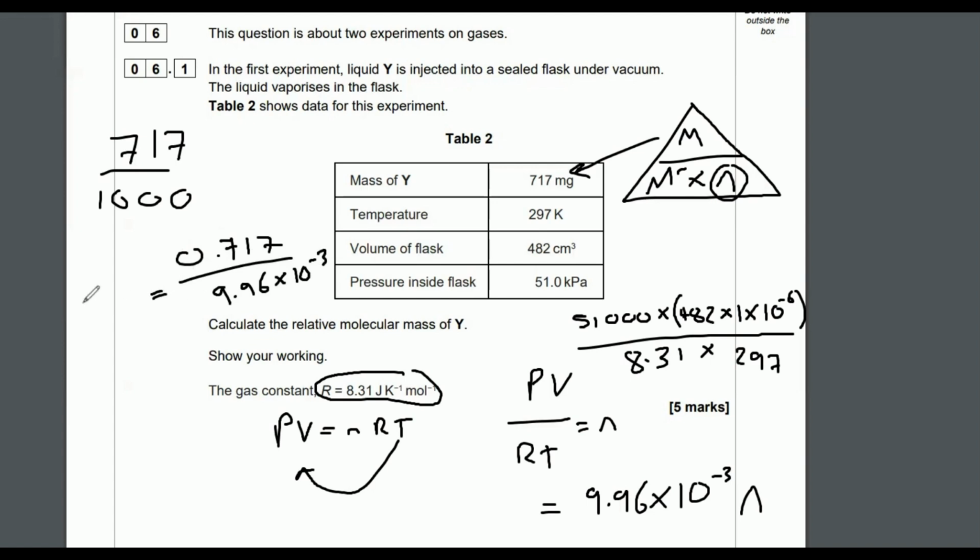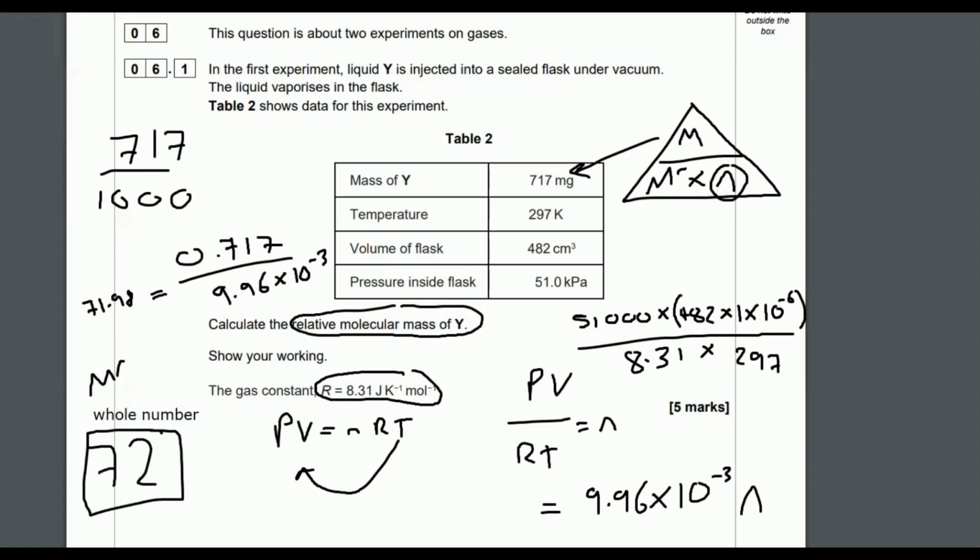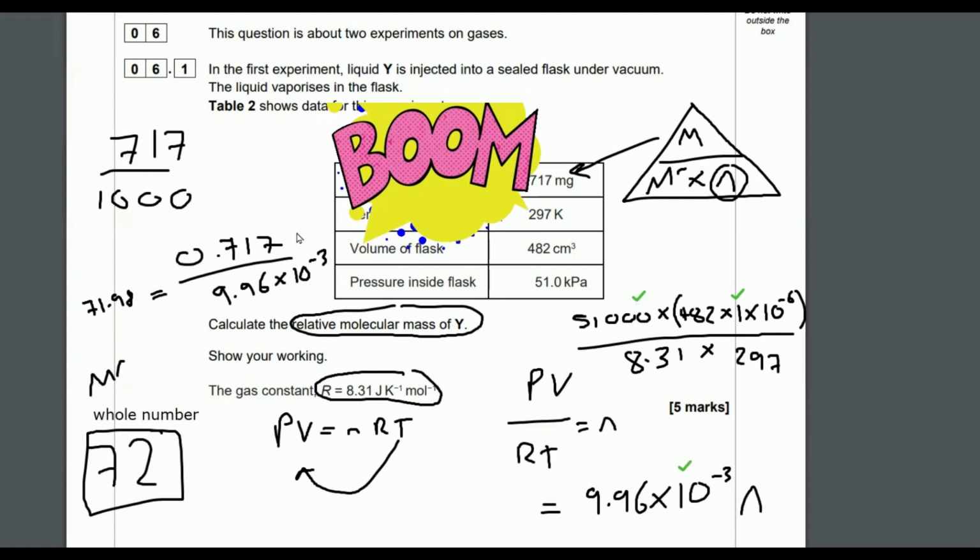Mass over moles gives me 71.98, but we've been asked, circled here, for the relative molecular mass. Relative molecular mass is a whole number. So therefore, I need to convert this to a whole number. 71.98 is closer to 72 than 71, so the answer is 72. And there you go. Boom!